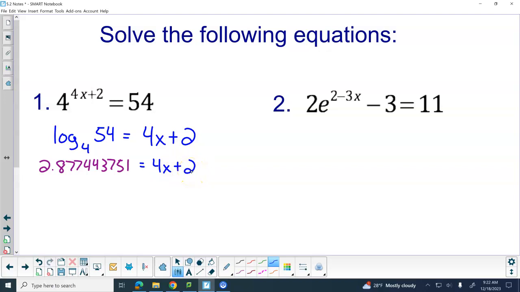Then to solve it, what do I have to do? Subtract 2 from 2.877443751. So subtract 2 from both sides? Yeah. Then what? Then divide both sides by 4. And that gives me 0.219360938.